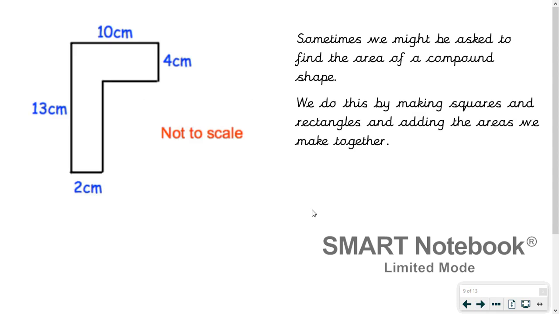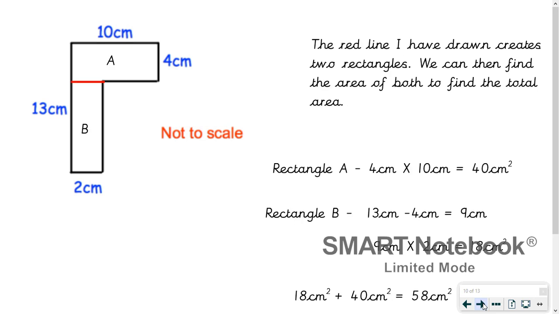So sometimes we might be asked to find the area of a compound shape. Now, a compound shape is two shapes put together to make one, or two or more, in fact. So we do this by making squares and rectangles and adding the areas we make together, because it'd be quite hard to find the whole area of this, but if we can make, by drawing lines, squares and rectangles, we can work out their areas and then add them. And I'll show you exactly what I mean by that.